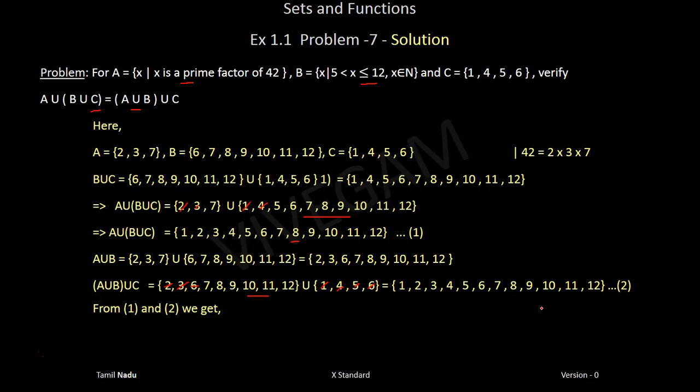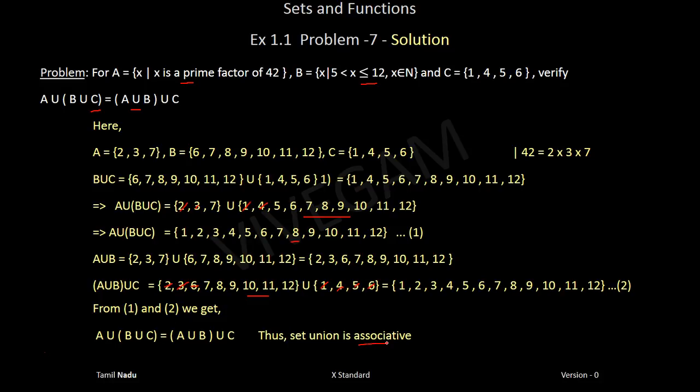This is equation 2. From equation 1 and 2, you can see that the set A union B union C is equal to A union B union C. In this case, both are from 1 to 12. Thus, the set union is associative.